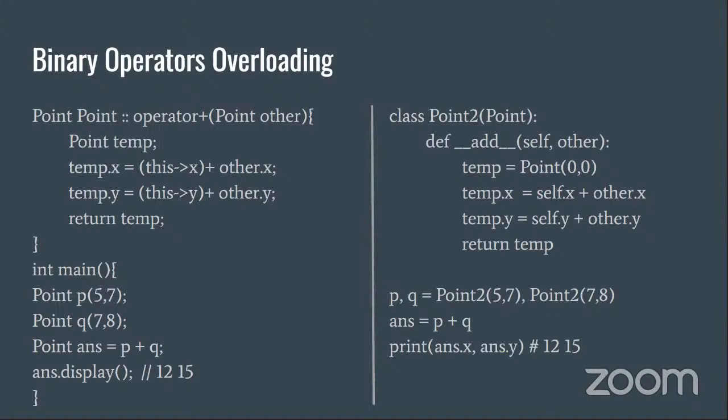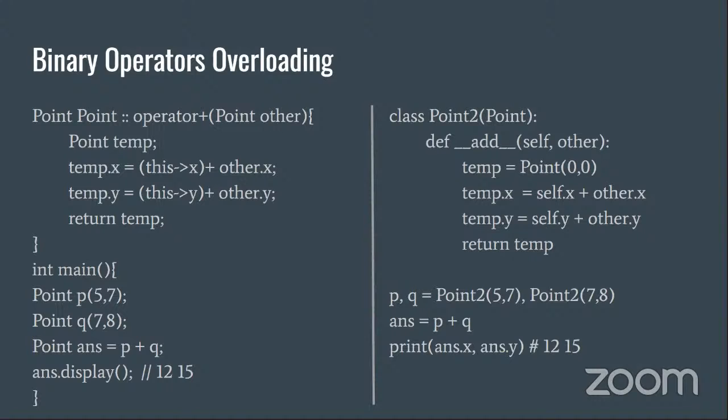For this, we have the magic function known as underscore underscore add underscore underscore. In this, we have passed self, the self-referencing variable, which is p, and the other, which is q. So, as in the case of C++, we define a temp point here, and just add the x and y coordinates and assign them to temp.x and temp.y. We return this temp variable, which is a Point class, and this will be assigned to answer. And when we print answer.x and answer.y, we get 12 and 15, just the same as in C++.